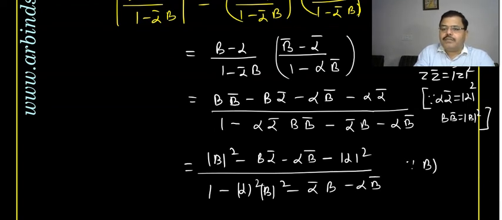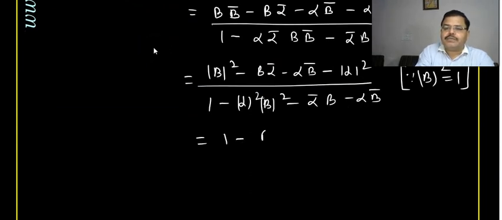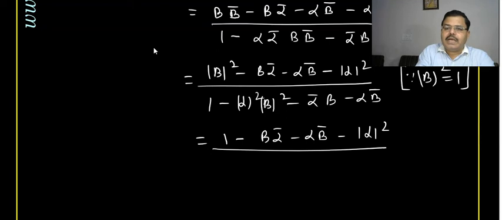Since mod of beta whole square is equal to 1, given, isn't it? So we will use this. And here what will come? That will be 1 minus beta alpha conjugate minus alpha beta conjugate plus mod of alpha square. And in the denominator there will be 1 minus mod of alpha square, with mod of beta square equal to 1, and then alpha conjugate beta minus alpha beta conjugate.